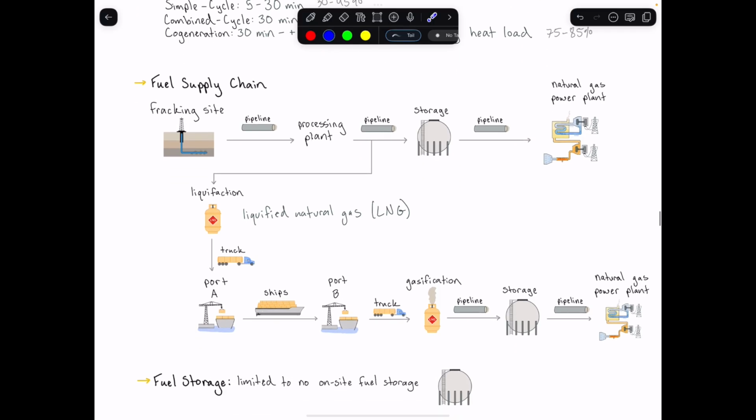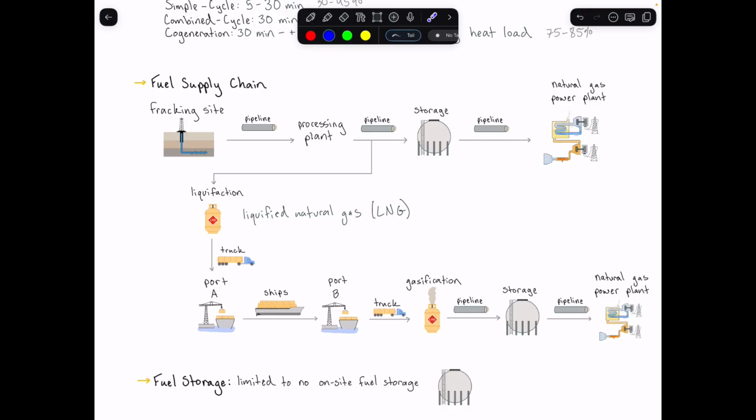Now, for fuel storage, natural gas power plants have limited on-site storage. Unlike coal and crude oil products, natural gas is quite difficult and expensive to store because it has to remain under very high pressures and kept at a very low temperature in order to store it economically in liquid form. Because of these storage challenges, most natural gas power plants maintain a small or don't maintain at all an on-site fuel reserve, and instead rely on the continuous supply of natural gas delivered through pipelines.